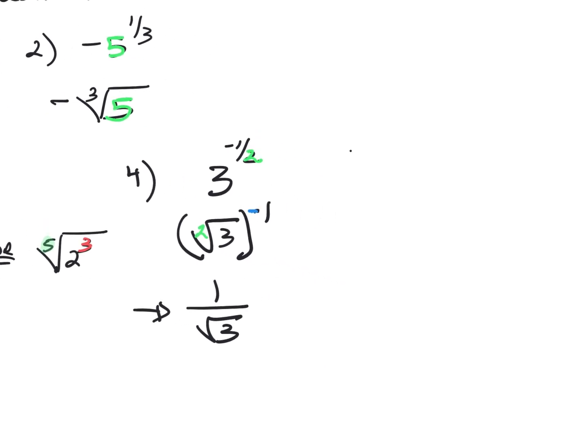So going from exponential to radical. So if we had -5 to the 1/2 power, that would just be negative square root of 5.